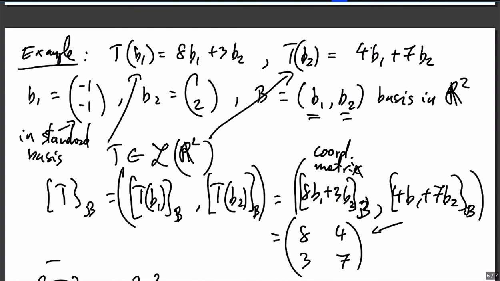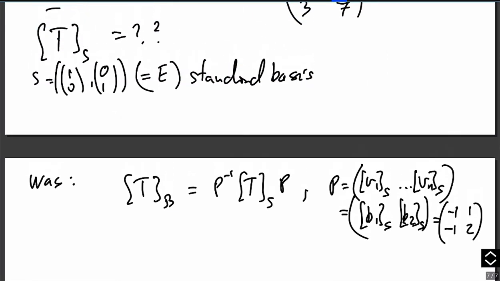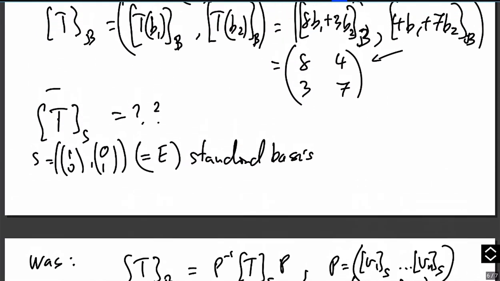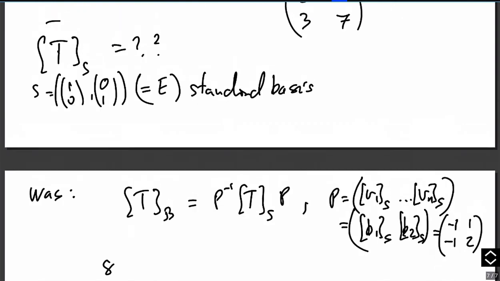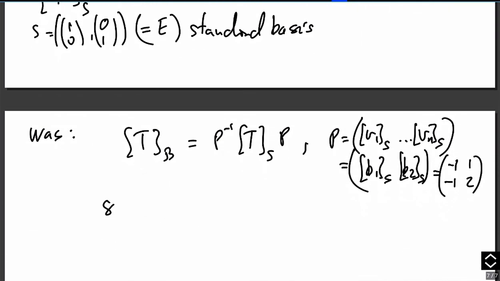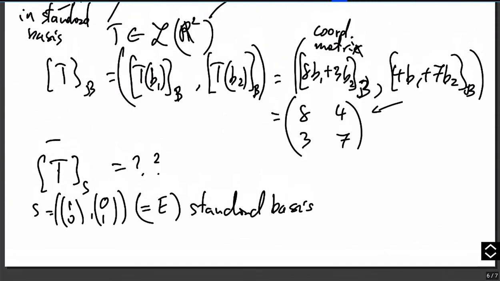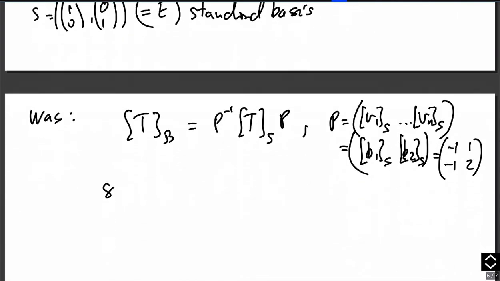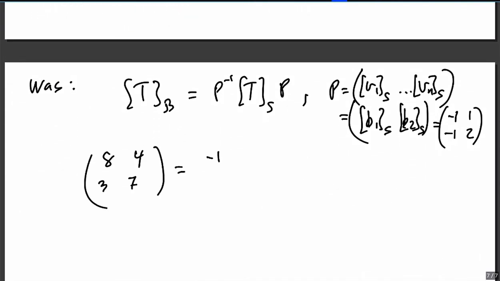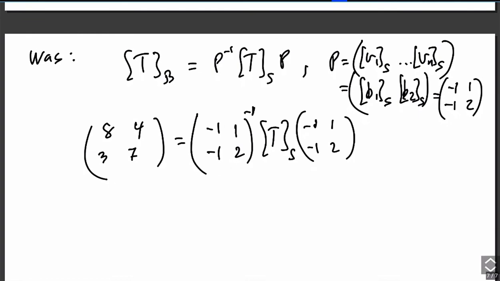It's hard to talk about R2 without using the standard basis. And we already calculated the matrix of the transformation in the B basis. We didn't really have to calculate, we just had to collect together the coefficients, 8, 4, 3, 7. And then what we get is that P inverse is -1, 1, -1, 2. And we are looking for the matrix in the standard basis. And that's supposed to be inverse.